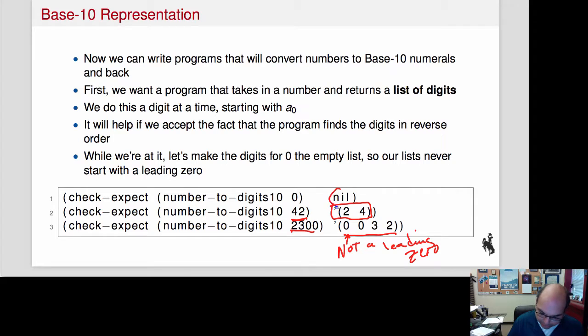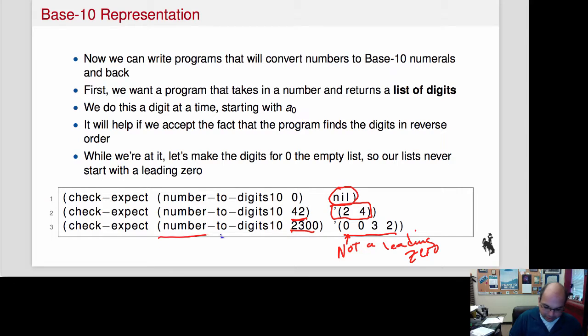Now the only other thing that I'm doing that's perhaps not obvious is that when I just have the number 0, I want to return nil. I could actually return a list that contains just 0. That would be reasonable. That would be okay. But the reason I'm not doing that is because I want to have this fact, this theorem if you will, that whatever number to digits returns is always a list that does not terminate in a 0. I was about to say that it doesn't start with a 0, but that's not what I meant. So that's what I want.